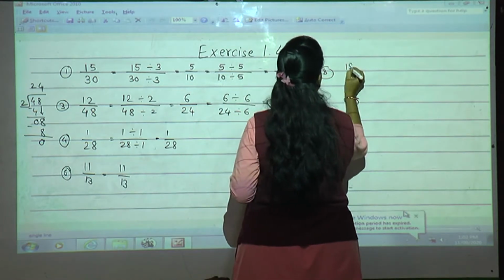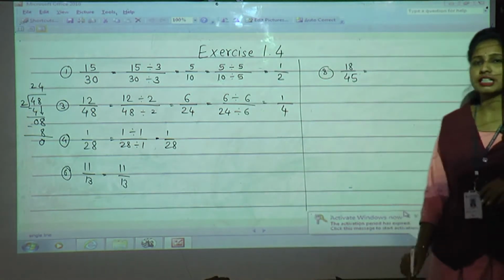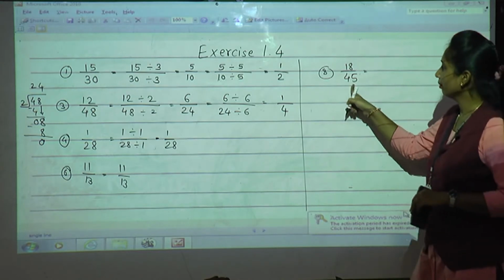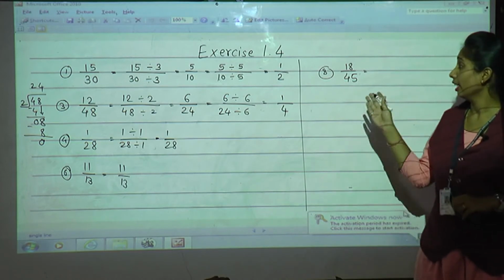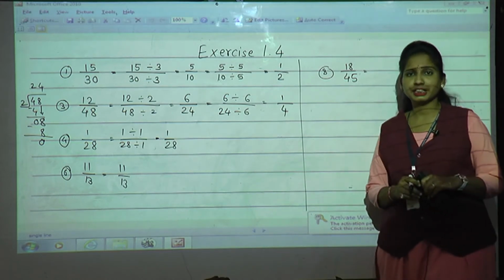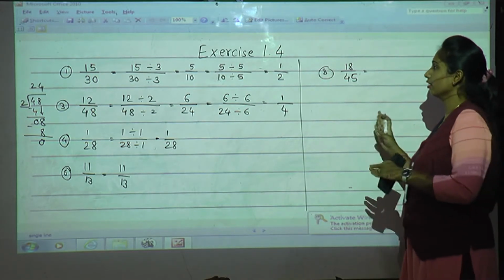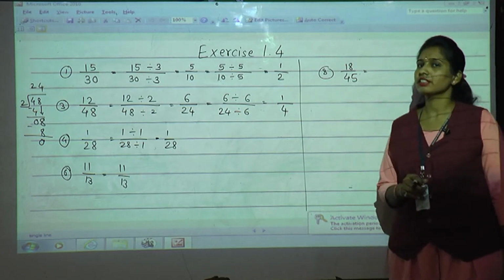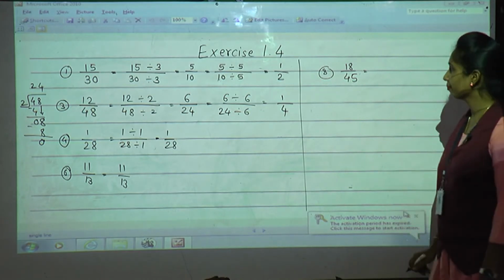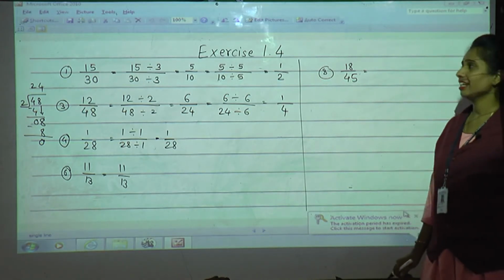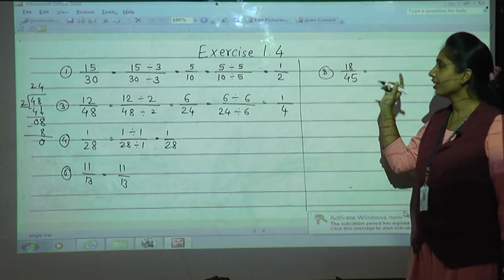What is the 8th one? 18 by 45. Now see, one is even, one is odd. Here is an odd number and here is an even number. Now 18 and 45. Now just think, in which table are both these numbers there? Yes. Just think. You can make it very short and simplify this number, if you know in which table both the numbers come. Yes, see, in the 9 table. 9 2s are 18 and 9 5s are 45.